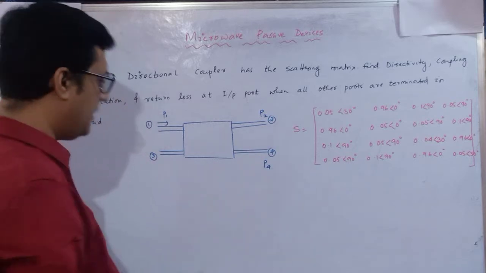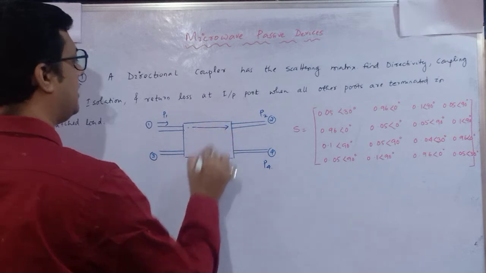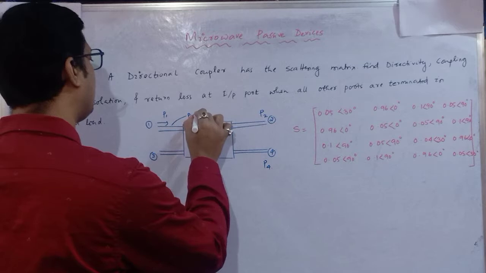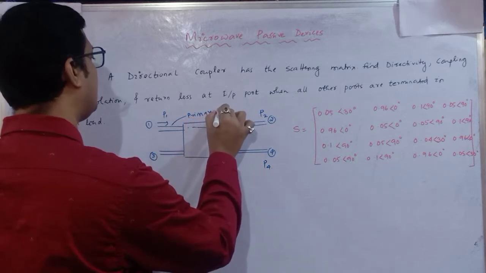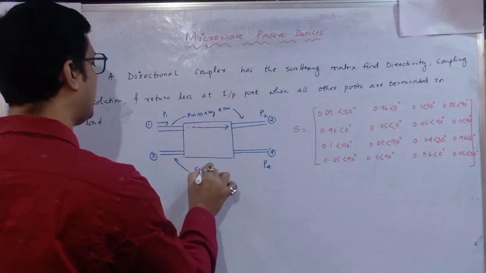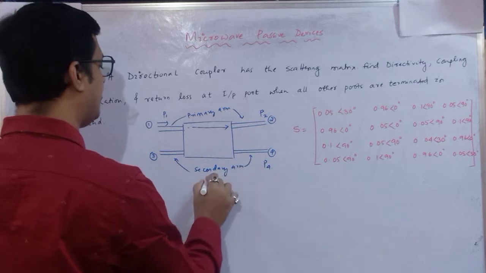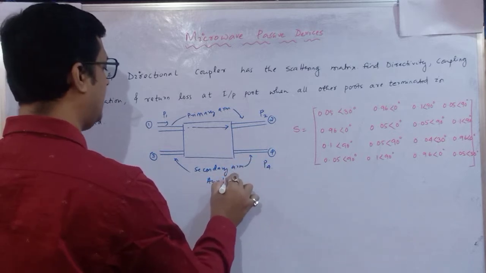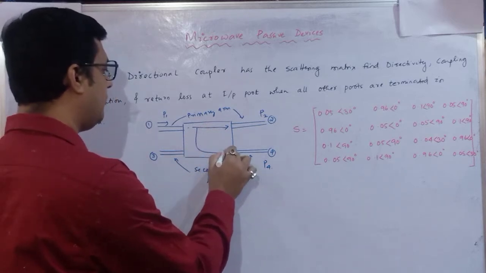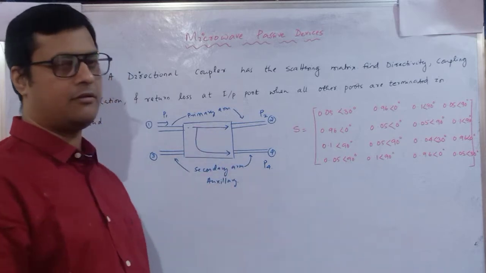If you feed the power at port 1, some of the power is available in the primary arm. This is called the primary arm, as we have discussed earlier, and this is called the secondary arm. Secondary arm itself indicates it is called an auxiliary arm. Now some of the power will flow to port 4, and some of the power is reflected back to port 3.